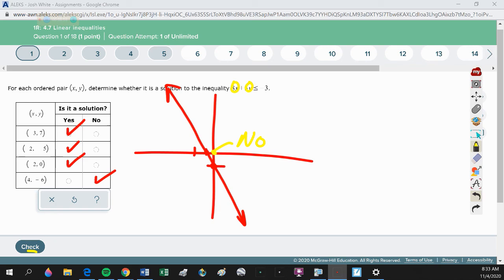Well, let's try the other easy point. 1, 1. So plug in 1 and I get 8 plus 3 is less than or equal to negative 3. This point is a no.